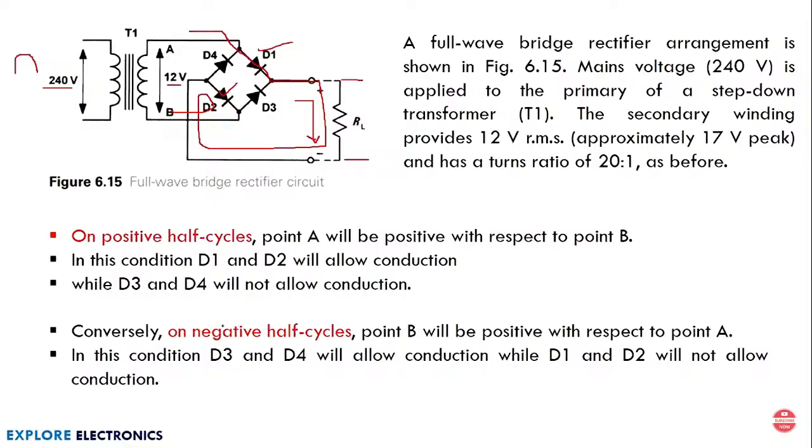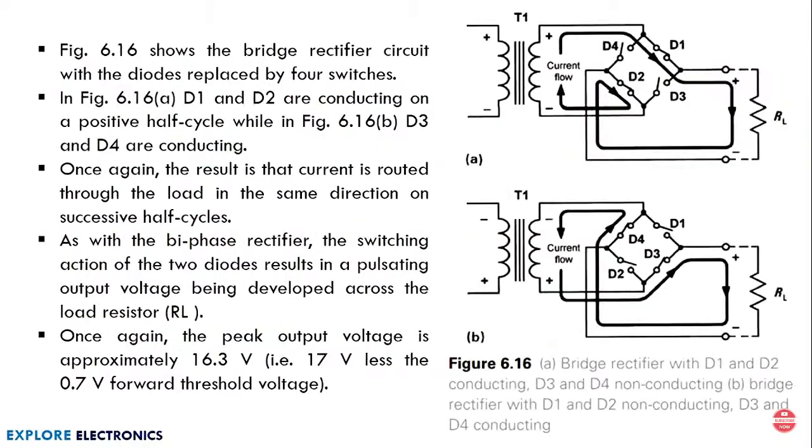And when the negative half cycle of the input is given, what happens? D4 and D3 become forward biased. So the current direction will be like this. The current will flow through D3 and again through RL, then through D4, and it reaches the other point. This is how the bridge rectifier is going to work, and the direction of current through the load will be the same. Okay, so let us understand the working.